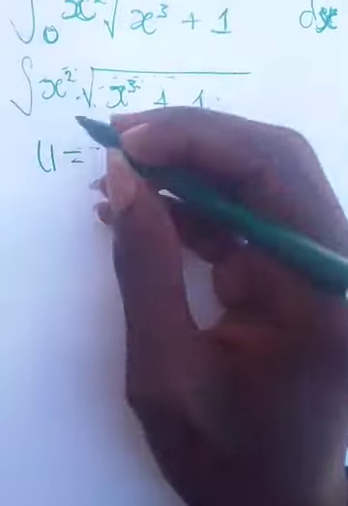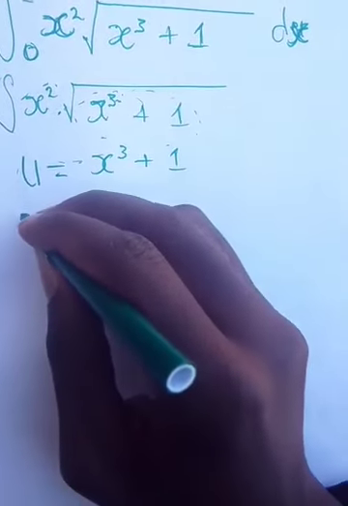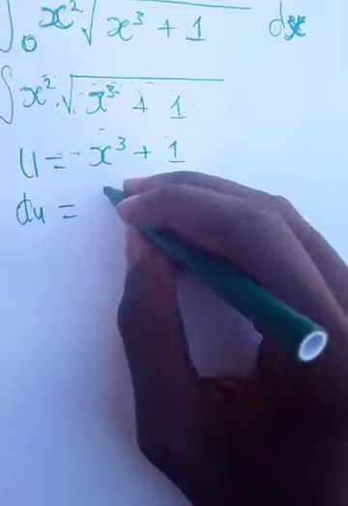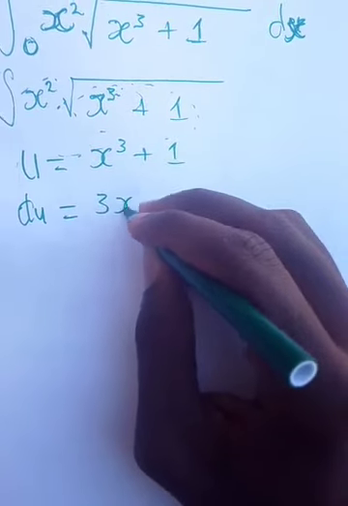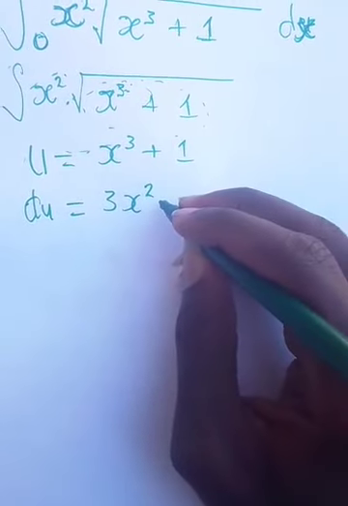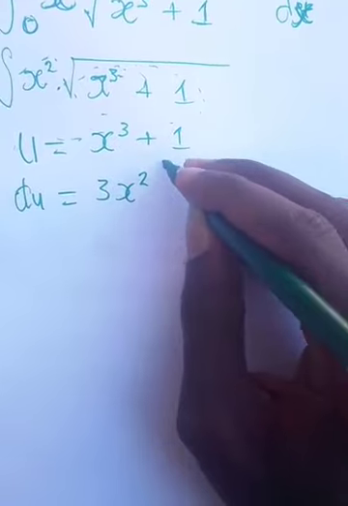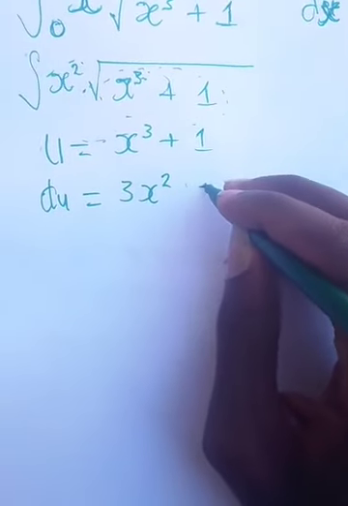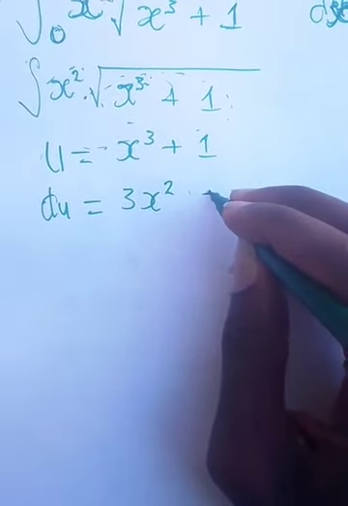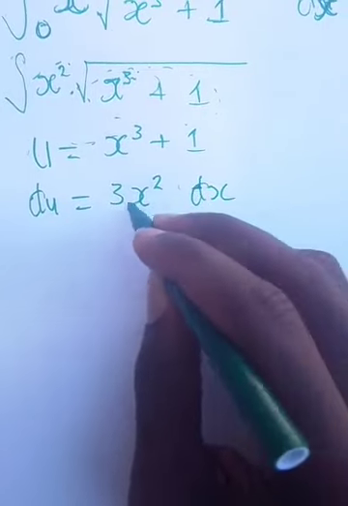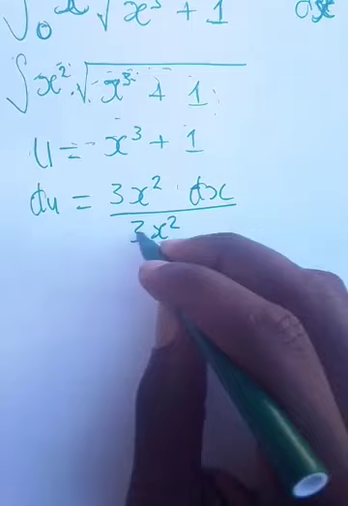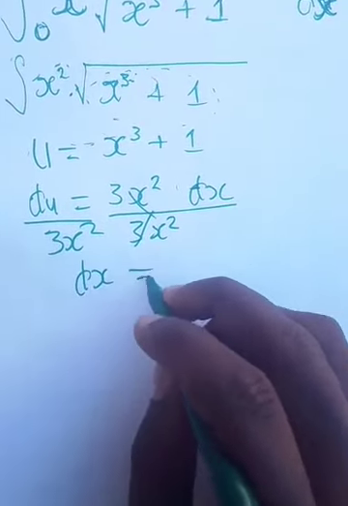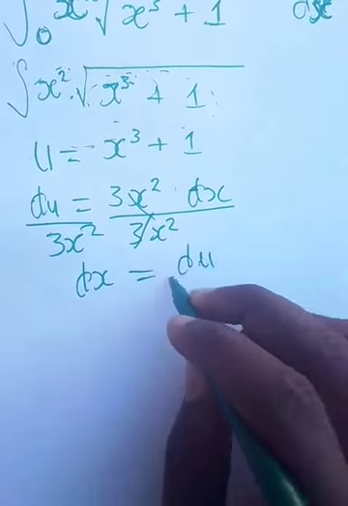Let's proceed. So I'll say du is equal to, I need to find the derivative for this one, which is just going to be 3x power 2. I won't include plus 0 because we know that there's plus 0 here. So I'm just going to say now, here there will be dx. I need to make dx my subject, so it's going to be 3x power 2, right? So I'll say dx is equal to du over 3x power 2, right?